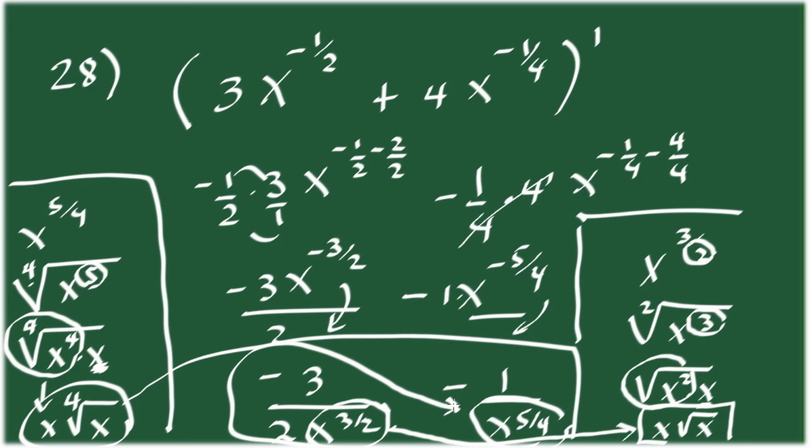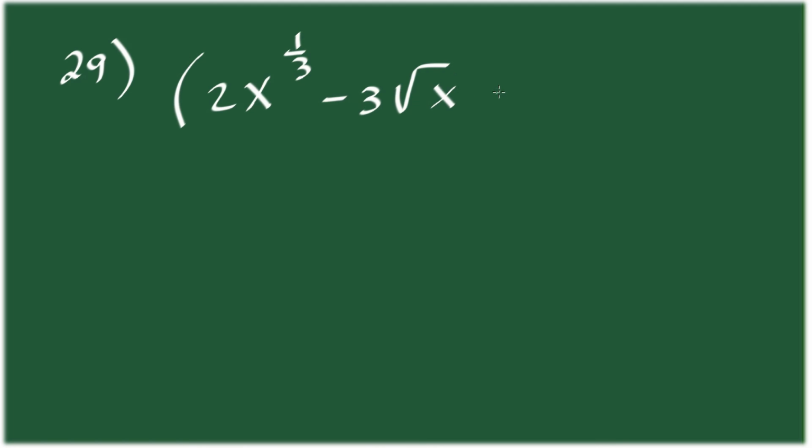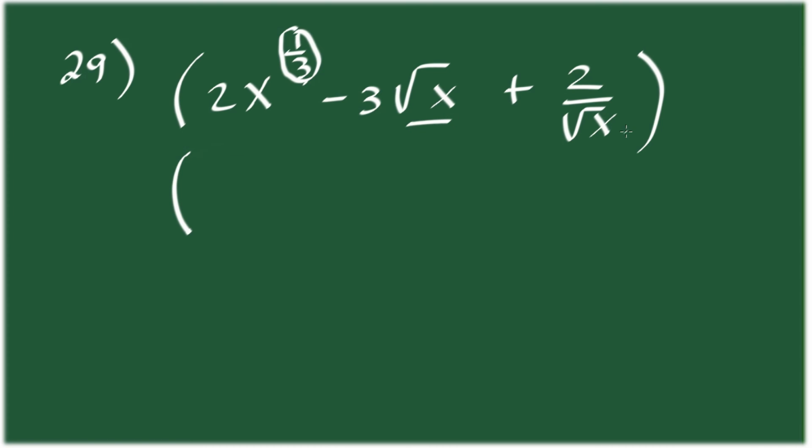Now, let's look at number 29. Let's say we have to get the derivative of 2x to the 1/3 minus 3 square root of x plus 2 over square root of x. So it's a combination of what? A rational exponent, a square root, and a square root of x in the denominator. Let's see how we treat each one.